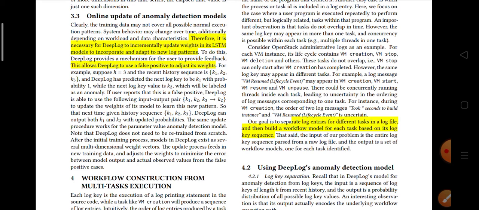What is the goal of the workflow mentioned here? Separate log entries for different tasks and build workflows. Because this workflow's main goal is to separate the log entries, as log entries might be coming from different systems. Maybe you are running three or four devices at a time, or maybe running them serially. Then the log file being created is not in the same pattern.